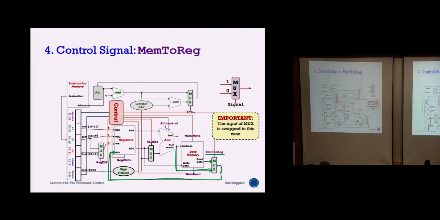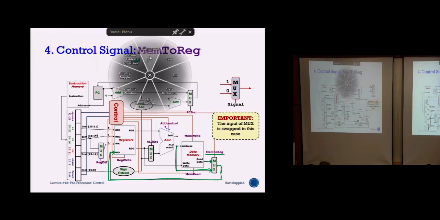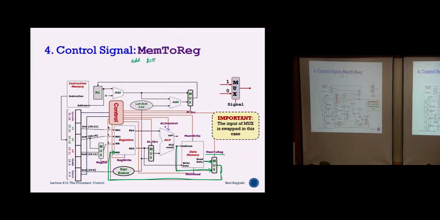So if my instruction was the add instruction, I would have done an add operation, and the ALU result from the add is available here now, currently at this multiplexer here. And if I want this result to go through, my mem to register in this case should be 0.